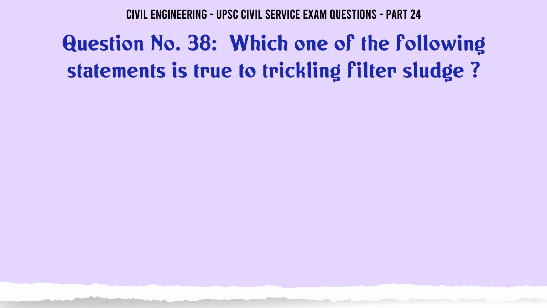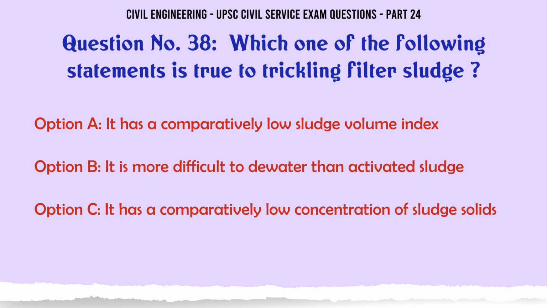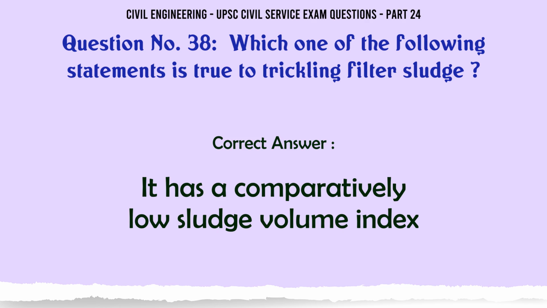Which one of the following statements is true of trickling filter sludge? A. It has a comparatively low sludge volume index. B. It is more difficult to dewater than activated sludge. C. It has a comparatively low concentration of sludge solids. D. It is bulky. The correct answer is it has a comparatively low sludge volume index.